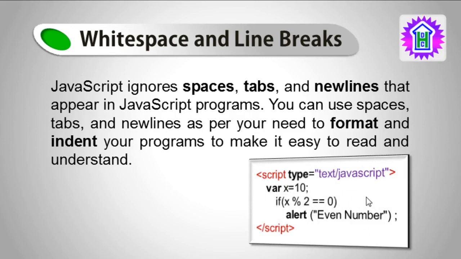So see an example where we have written script type equals to JavaScript. I have indented it using a tab. Where x equals 10, we are declaring a variable which is 10 and checking with an if condition. If x modulus 2 equals 0, I am printing an alert, even number. So if x is perfectly divisible by 2 and it returns 0, then it will be an even number. So we will print a message, even number, using an alert, and I am closing the script.